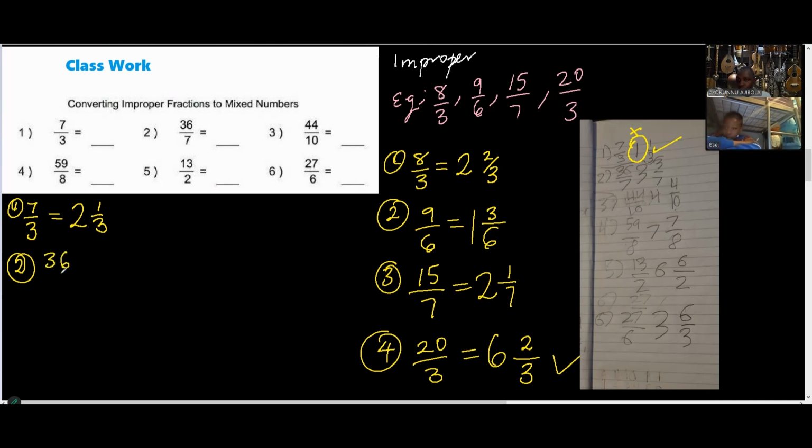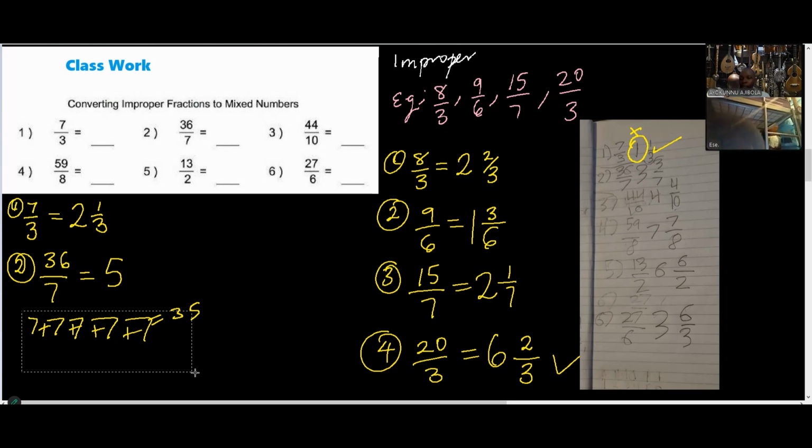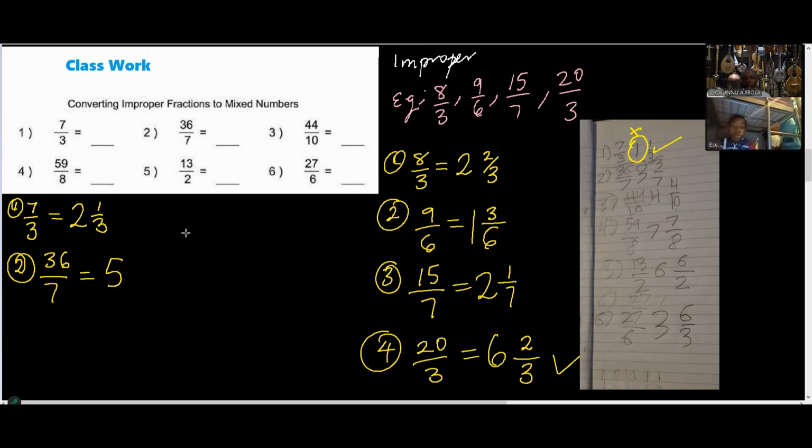So we have 36 over 7. How many times can I get 7 completely from 36? That is 5 times, okay? 5 times. Is that clear? That is 7, 7, 7, 7, 7. That's 35, okay? So if I remove 35 from 36, what do I have left? 1. So I'm going to have 1 over 7, right?